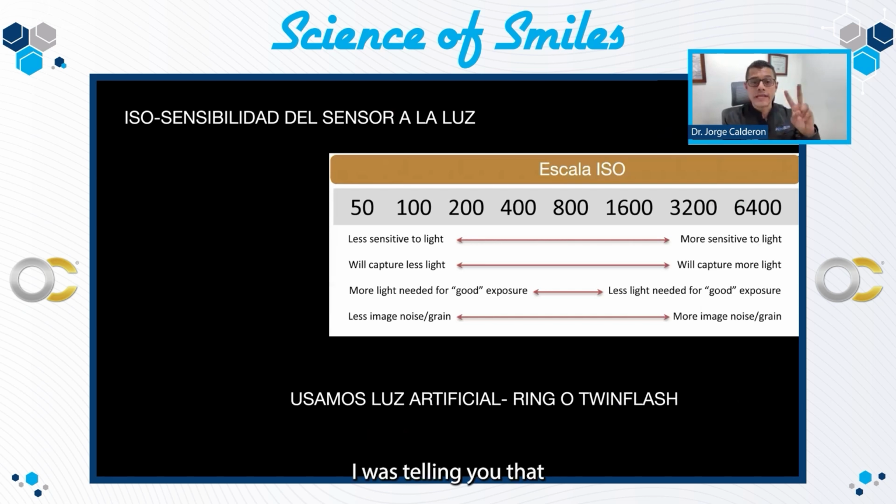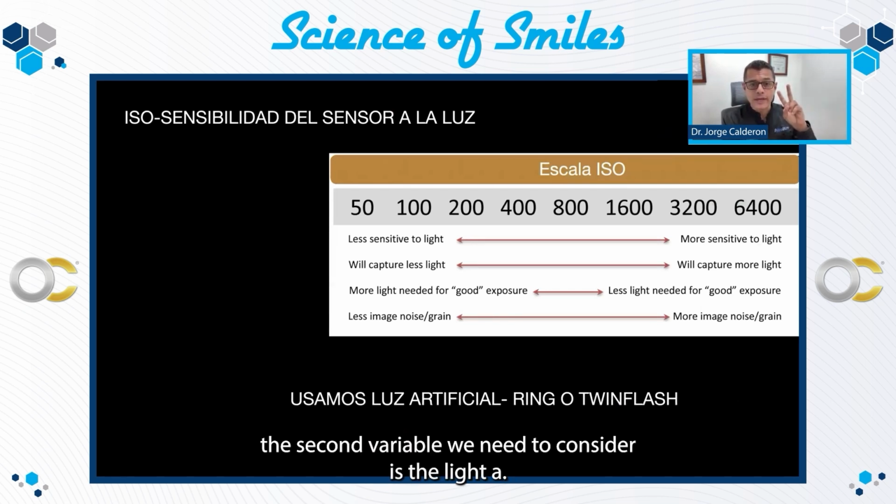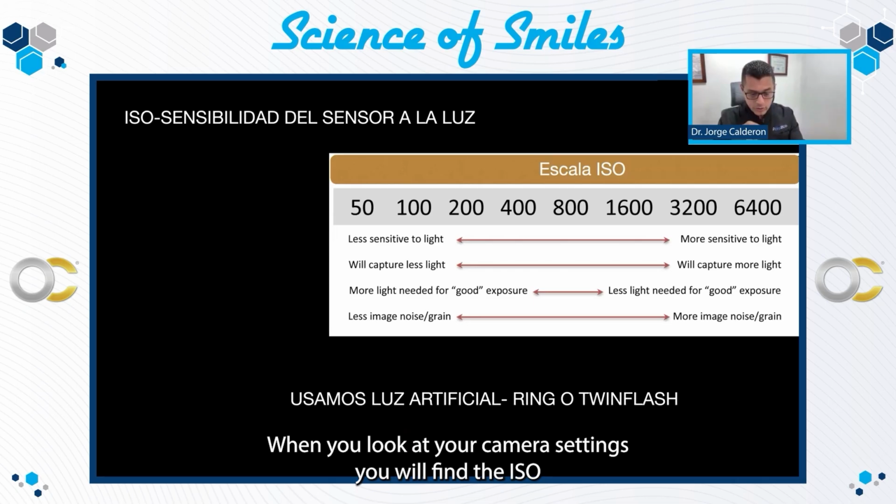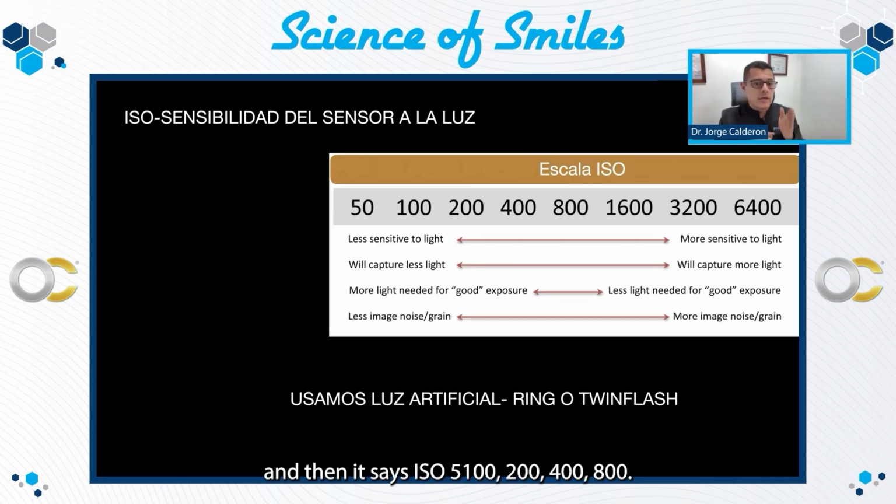I was telling you that the second variable we need to consider is the light. So I have to adjust the ISO factor. You will find it like this when you look at your camera settings. You will find the ISO, and then it says ISO 50, 100, 200, 400, 800. What do I do with this? Where do I set it? Do I change it or not? Well, I'm going to explain what ISO is.